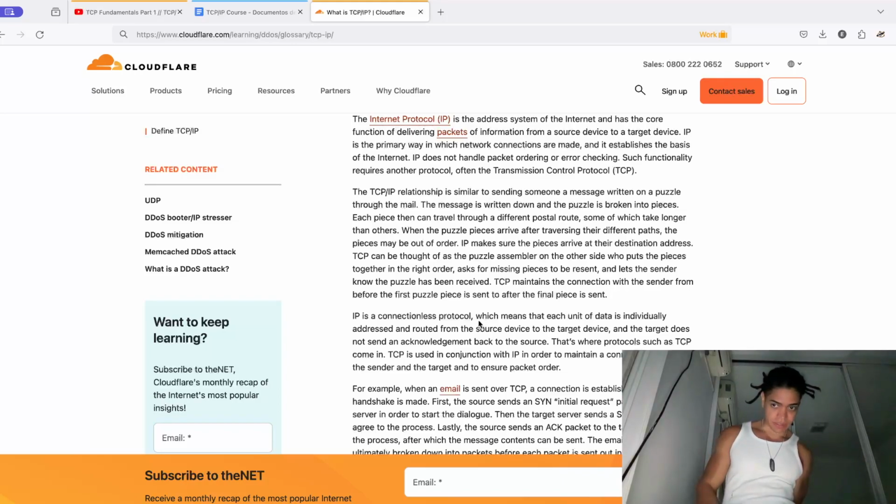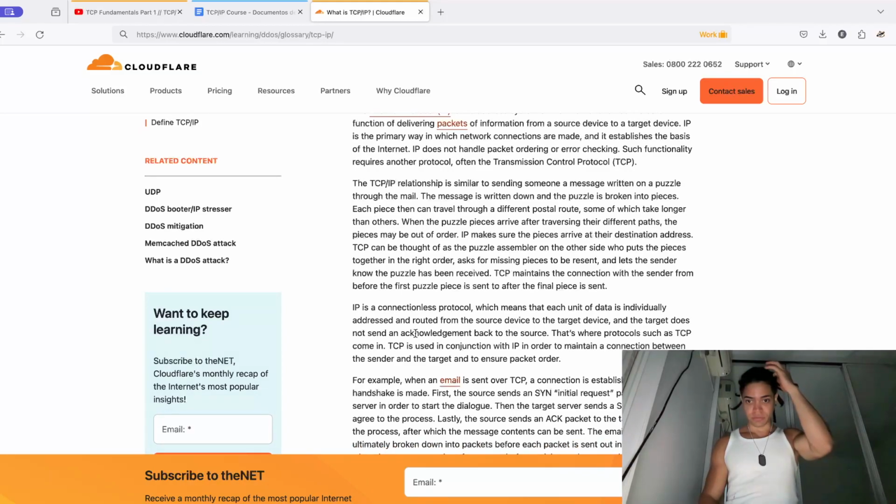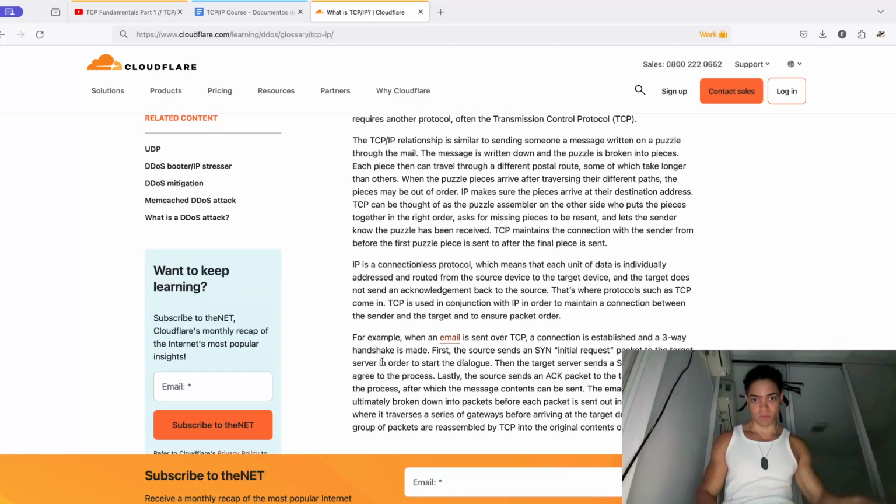TCP is a connection-based protocol, while IP is a connectionless protocol, which means that each unit of data is individually addressed and routed from source device to target device, and the target does not send an acknowledgment back to the source. That's where a protocol such as TCP comes in. TCP is used in conjunction with IP in order to maintain a connection between the sender and the target to ensure packet order.